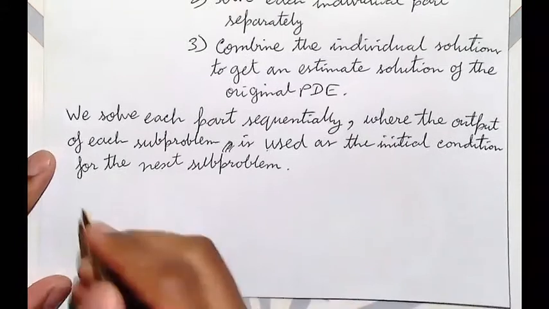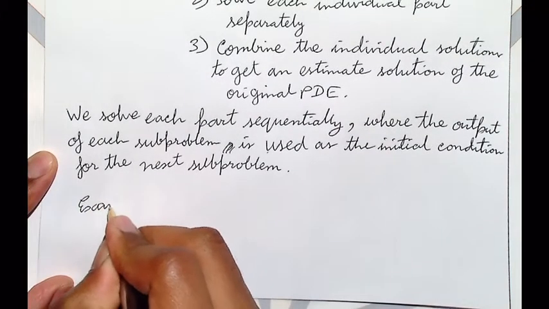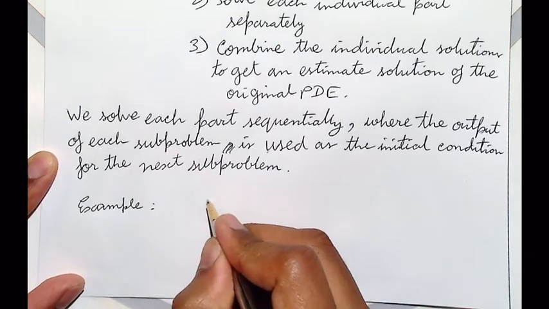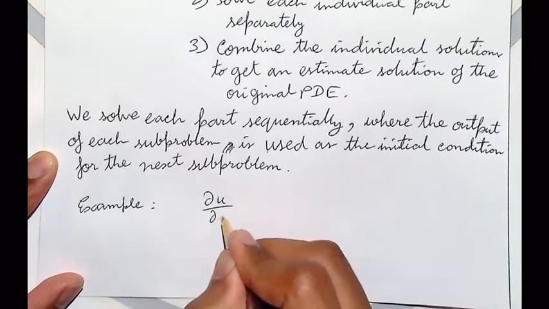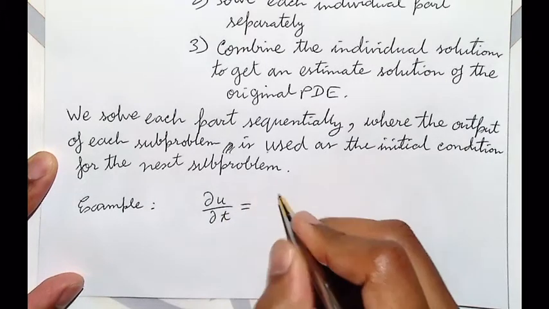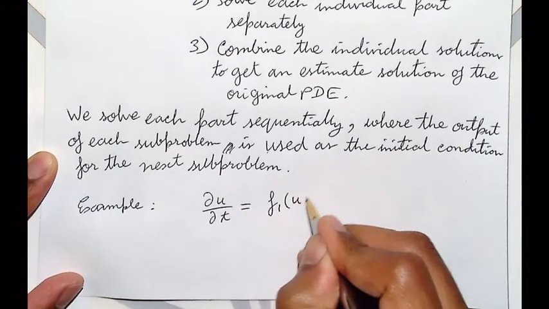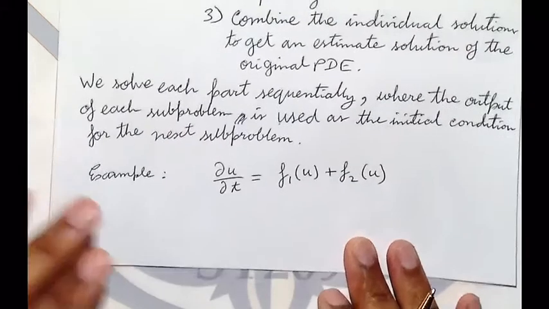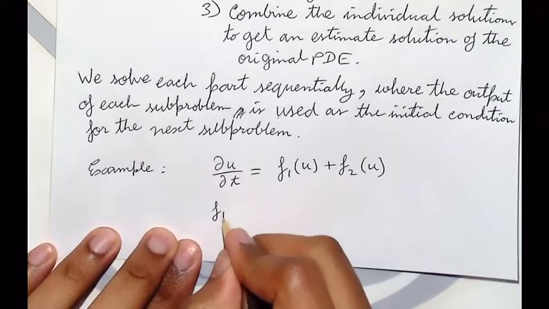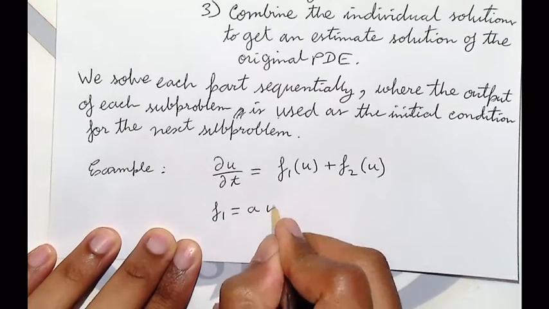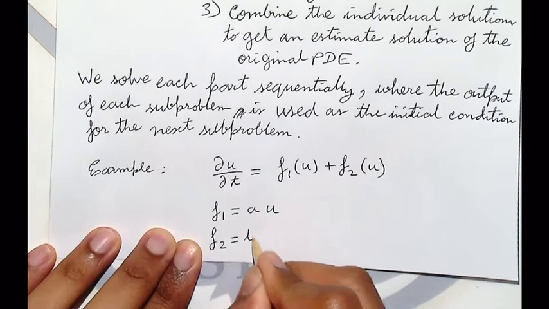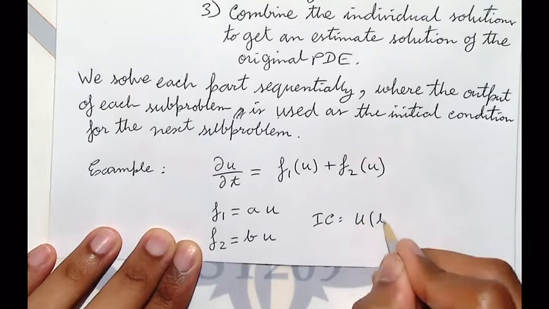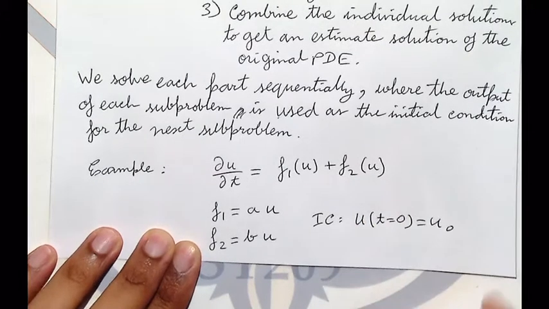For example, we might have a simple ODE where you have du by dt equal to a function f1 plus function f2. Okay, and you're told that f1 is very simply a times u, f2 is b times u, and you're given initial condition u at time equals 0 is u naught. Do you know how to solve this?